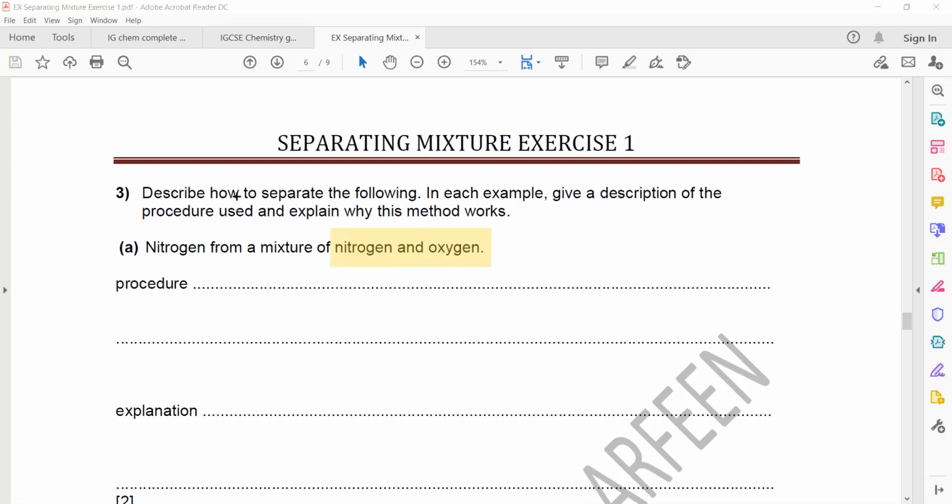Describe how to separate: you will mention fractional distillation. Give a description of the procedure. First, we convert the gases into liquid state, and we separate the two gases on the basis of boiling point.